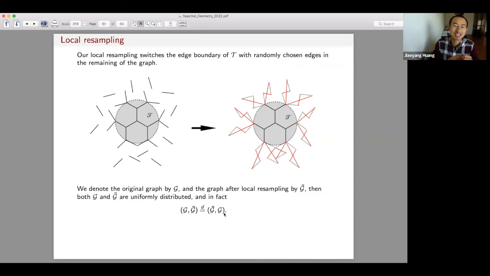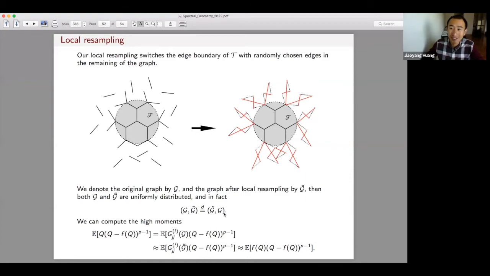So it mimics the argument for the Gaussian matrix, where we have H and H tilde. And now we can really compute the high moments of this, q minus f(q) to the power p. We first compute the first part, q times (q minus f(q)) to the power p minus 1. Again, because of the permutation invariance, we can replace this q by just one term, this G_jj^(i).